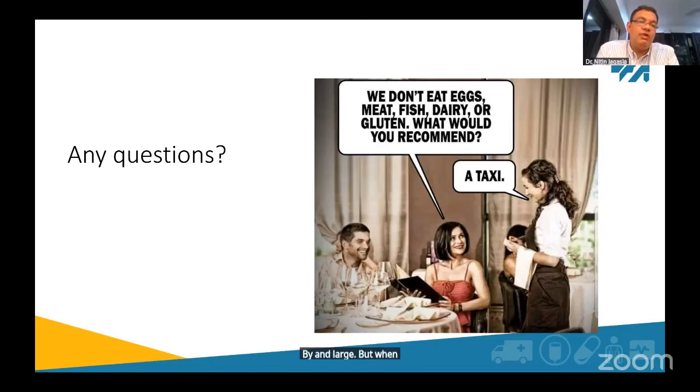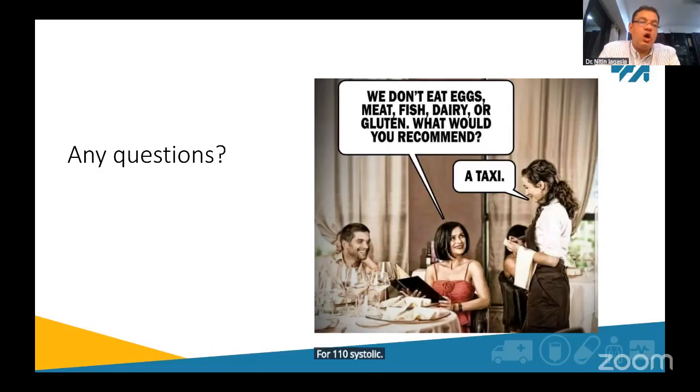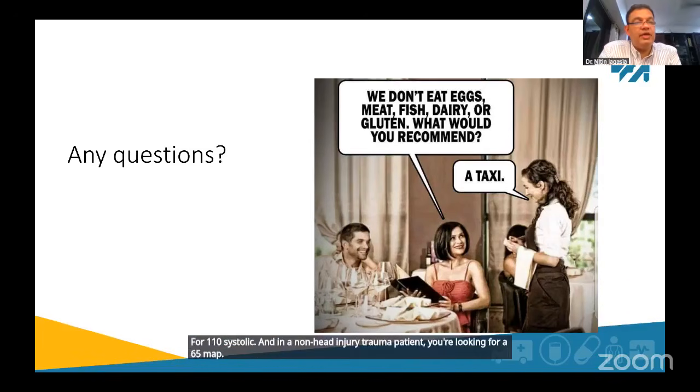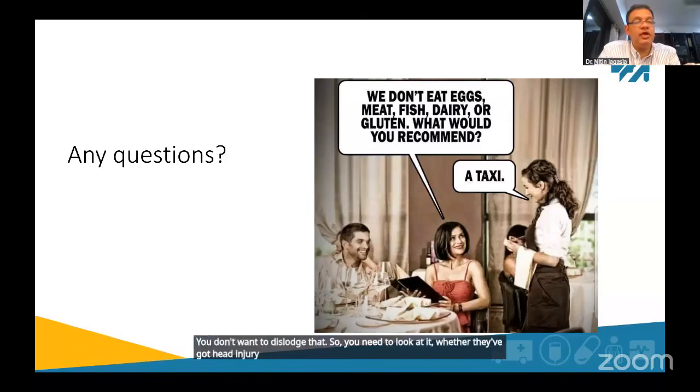But when we look at blood pressure targets, if you have a head injury, you're looking at a 75 to 80 MAP or a 110 systolic. And in a non-head injury trauma patient, you're looking for a 65 MAP or a 90 systolic. This is to make sure, because the first clot is the best clot, you don't want to dislodge that. So you need to look at whether they've got head injury or no head injury, and your targets would be different.